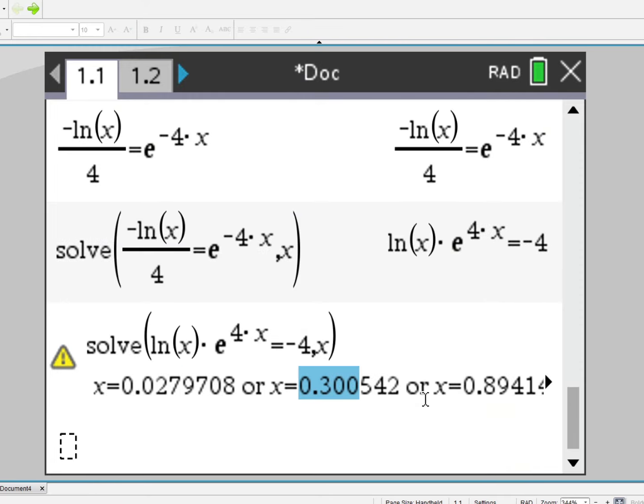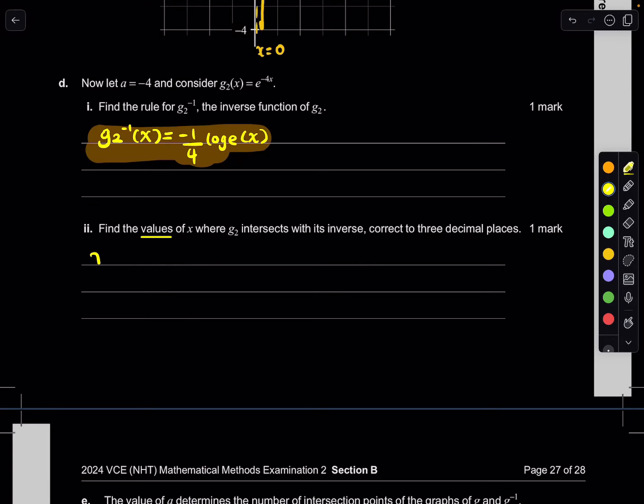Let's write those down. So x is going to be, the first one, 0.028 to 3 decimal places. x equals 0.301. x equals 0.894. Is that all of them? Have I made sure that the decimals are right? Yep, they look good.